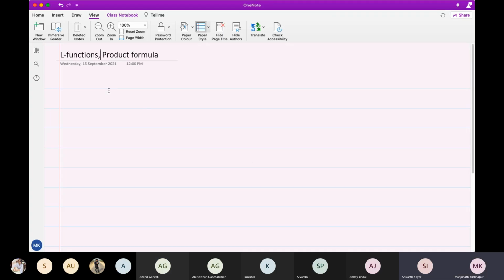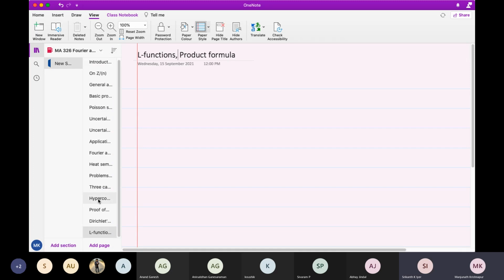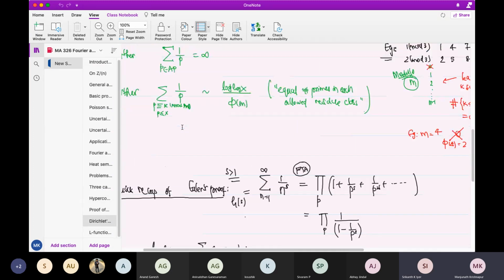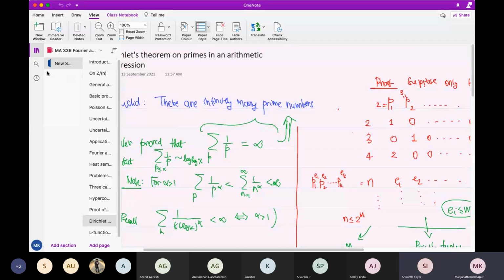Okay, so last time I started this new topic, that there are infinitely many primes in arithmetic progression.